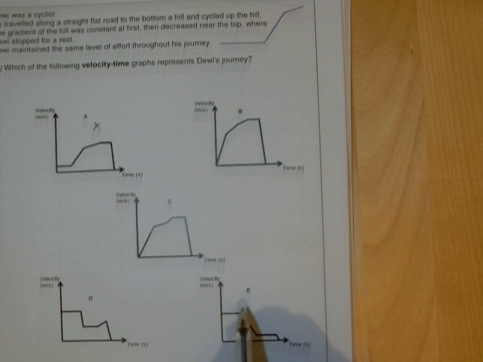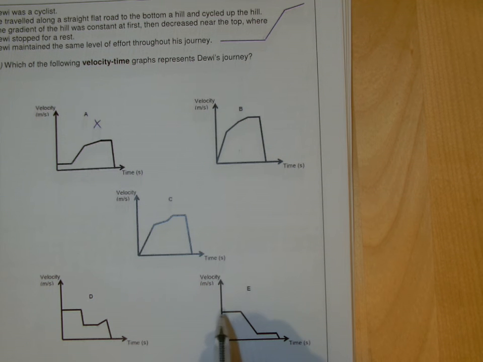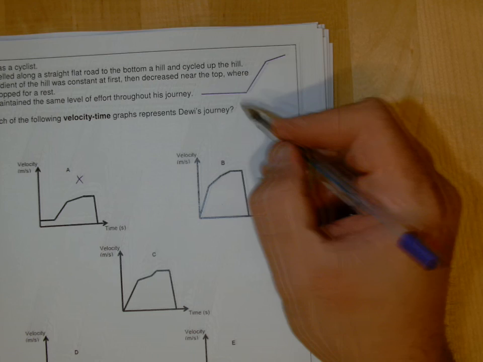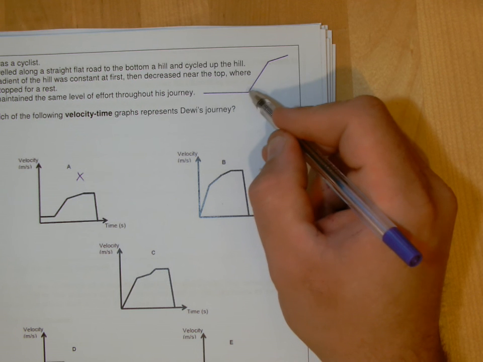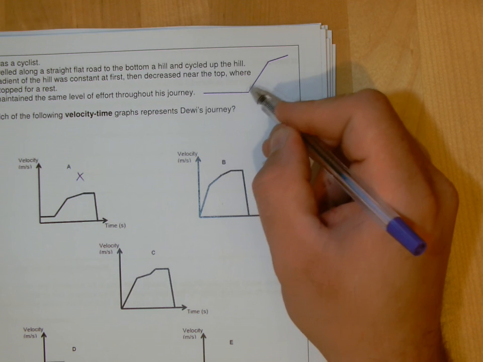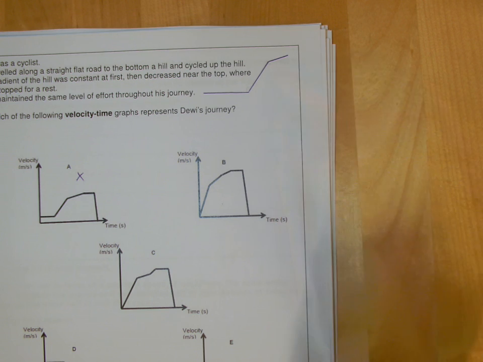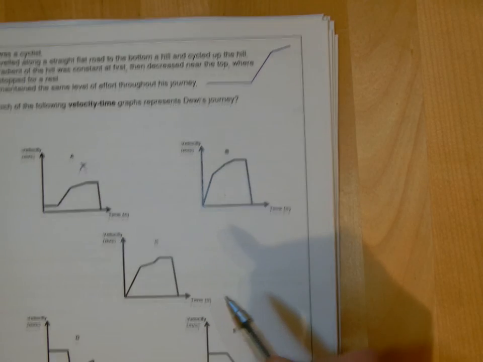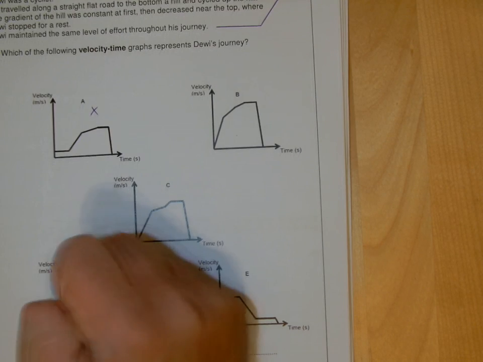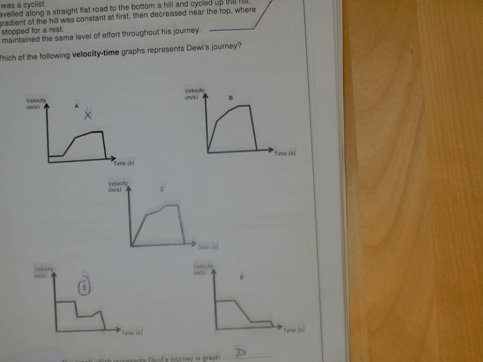If you go to E, with E, he's got the constant speed here, but notice it takes a long time for his speed to drop. His speed doesn't stay the same. It just drops over a long period of time, which wouldn't be the case. It would drop instantaneously as he starts to climb the hill, and it should stay the same then going up because he's going at the same rate throughout. So D is what we're going to go for.